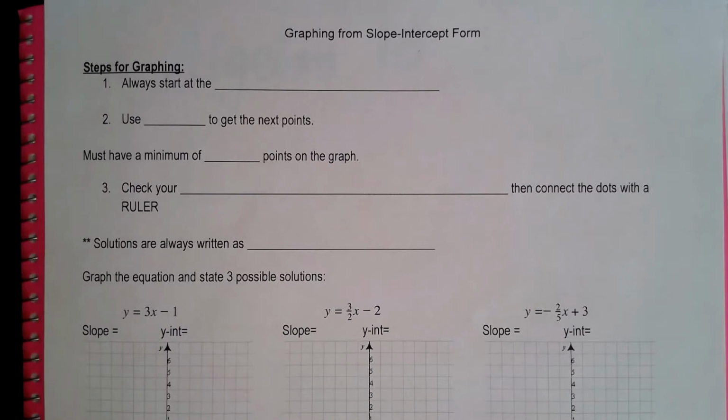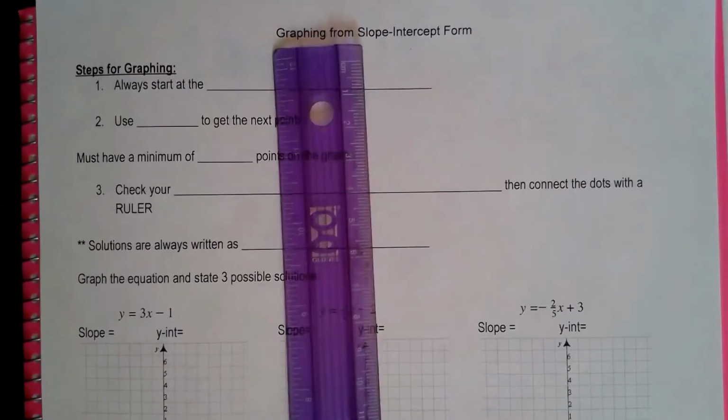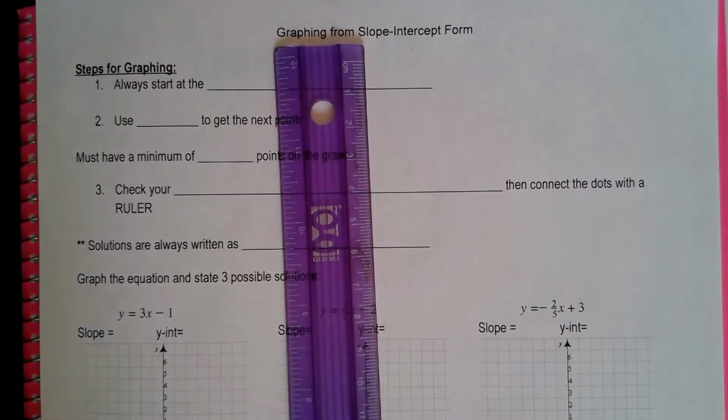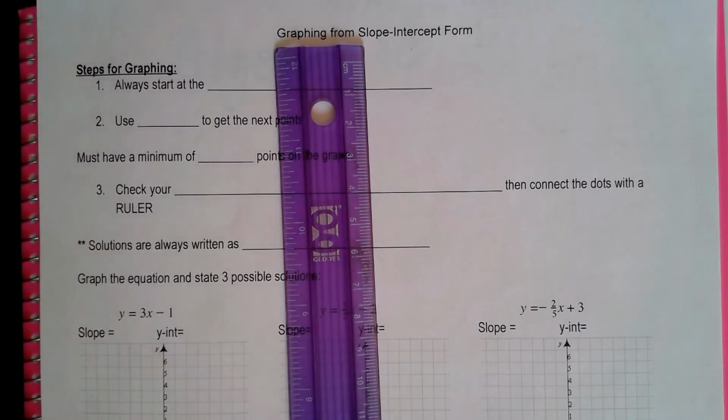You're going to want to make sure that you have a ruler or some sort of straight edge. If you have an ID card or a bus pass or anything that is straight, it will work. It is important that these lines are straight because we're going to be pulling off solutions, and solutions are points that are on the line. If you don't have a straight line, then your solutions are not going to be correct.